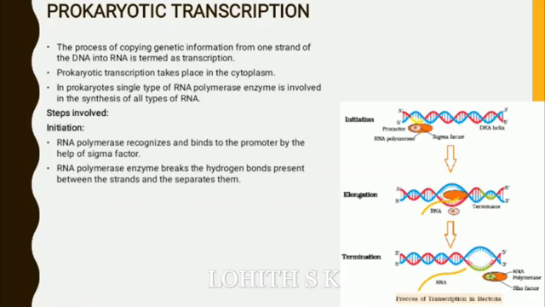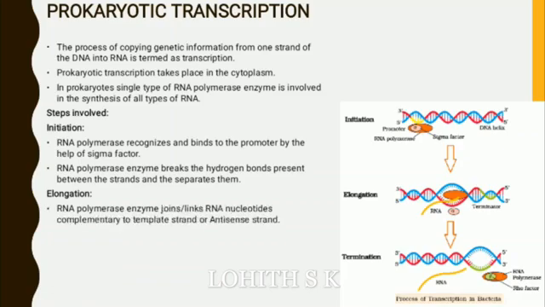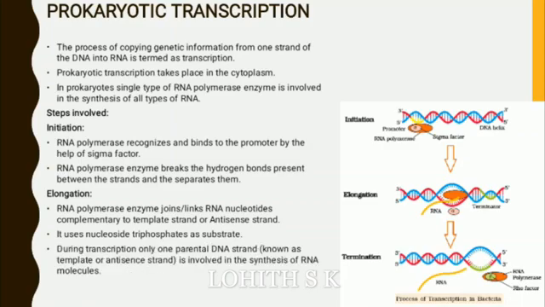So here the RNA polymerase enzyme breaks the hydrogen bonds present between the strands and causes the separation of the parental strands. And now the elongation, during which the RNA polymerase enzyme joins or links the RNA nucleotides complementary to the template strand or antisense strand. It uses nucleoside triphosphates, nothing but nucleotide triphosphates, as the substrate. During transcription, only one parental DNA strand, called the template strand or antisense strand, is involved in the synthesis of RNA molecules.